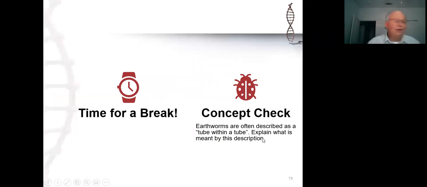So those are the Lophotrochozoans. Quite a lengthy presentation, so we are going to take a break. So here is the concept question for the break. Earthworms are often described as a tube within a tube. Explain what is meant by this description. I'll see you on the other side of the break with the answer.